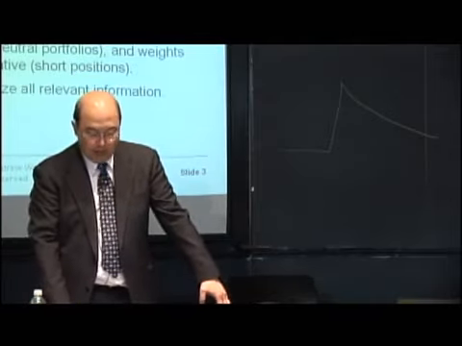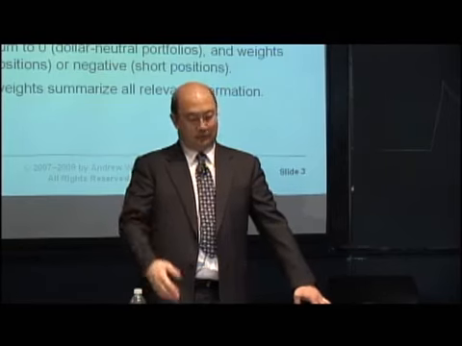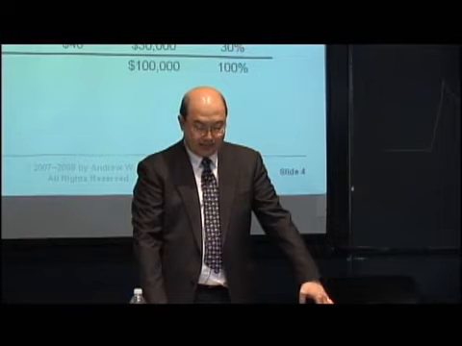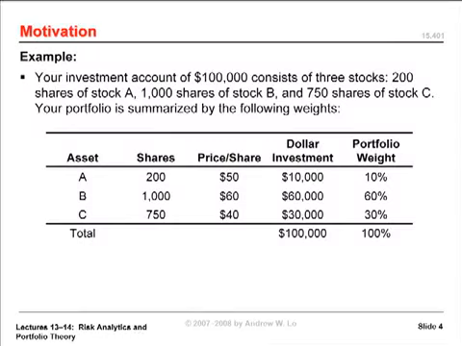Okay. Now, the assumption that I'm making implicitly is that the portfolio weights are summarizing everything there is to know about your investment. Okay? So once you know the portfolio weights and you know the stocks, then you know what your portfolio is about. Okay? So as an example, you have an investment account with $100,000, and you've got 3 stocks in there: 200 shares of A, 1,000 shares of B, 750 shares of C, so that your portfolio is summarized by the weights 10, 60, and 30%.